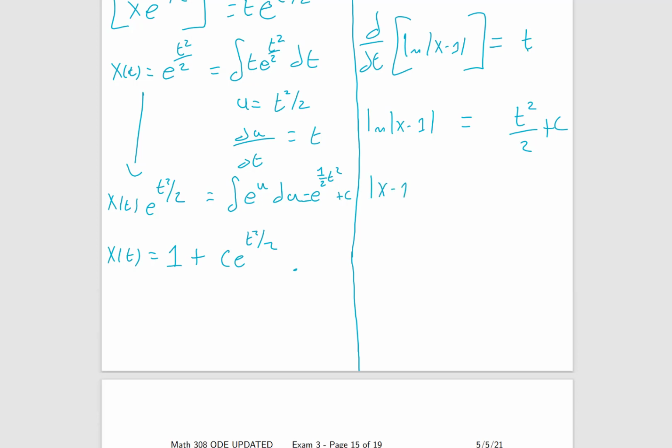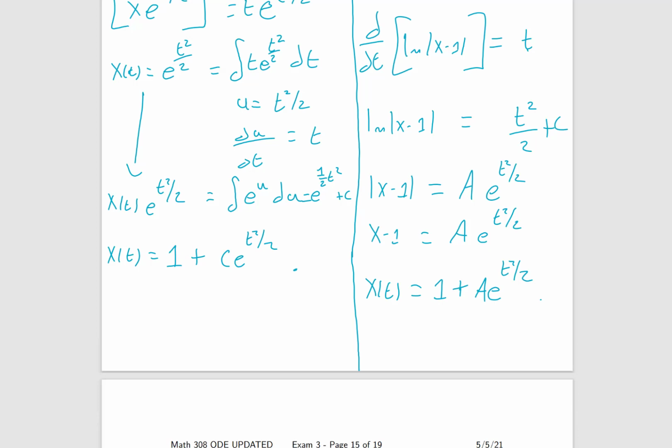We get the absolute value of x minus 1 is equal to some arbitrary constant a times e to the t squared over 2. That's really e to the power of c, but that's an arbitrary constant, so we just write a. And remember, these absolute values just represent another arbitrary constant, either plus or minus 1, and so x minus 1 is just equal to a times e to the t squared over 2, where we're just absorbing that plus or minus 1 into the a, and then we get x of t is equal to 1 plus a e to the t squared over 2.